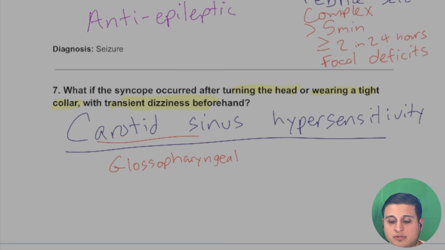They like to ask that one too. They'll give you the classic signs of a carotid sinus thing, and then they'll say, which nerve carries the innervation for this or something. That's going to be glossopharyngeal. And it's going to be essentially a vagal reflex where now we have bradycardia and vasodilation, essentially, right?